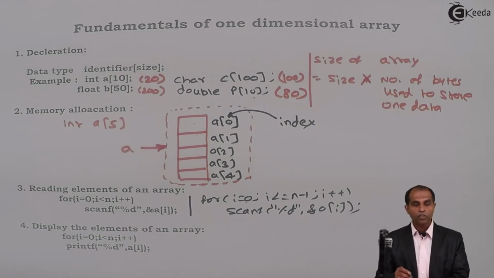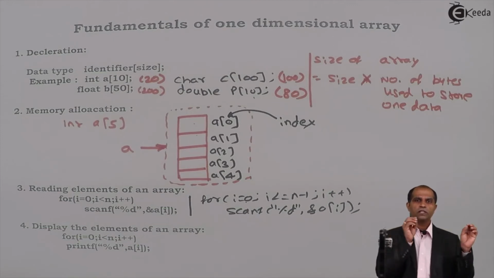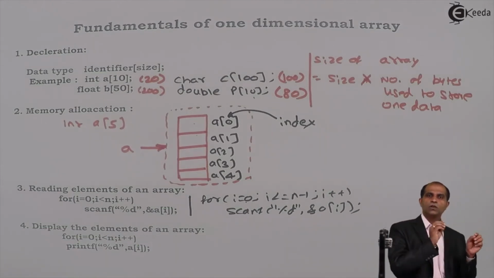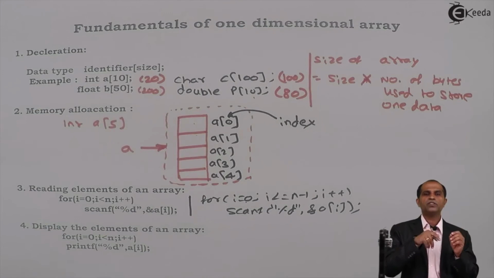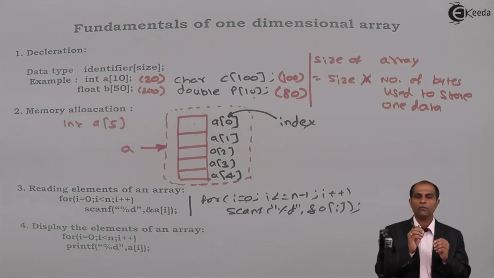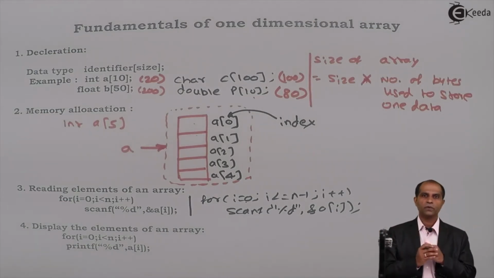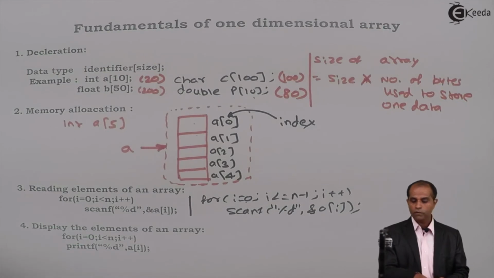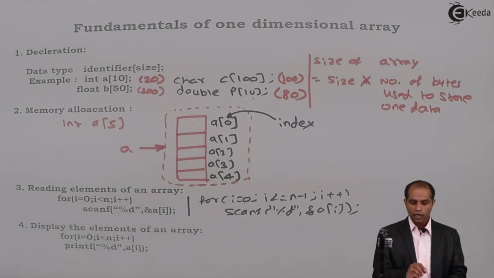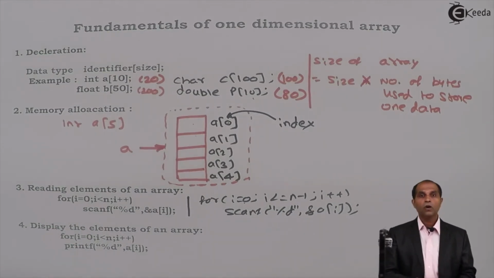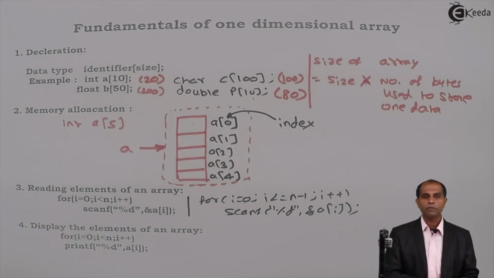Now what if I ask you to display the elements? Same concept, the same for loop. You can say from 0 less than n or 0 less than equal to n minus 1, the for loop. Instead of scanf, I'll say printf. It will print a of 0 first, then a of 1, then a of 2, then a of 3, then a of 4 and so on till a of n minus 1. So the first few fundamentals which we dealt with in these arrays are declaration, memory allocation, how do I read values, how do I display values, right?